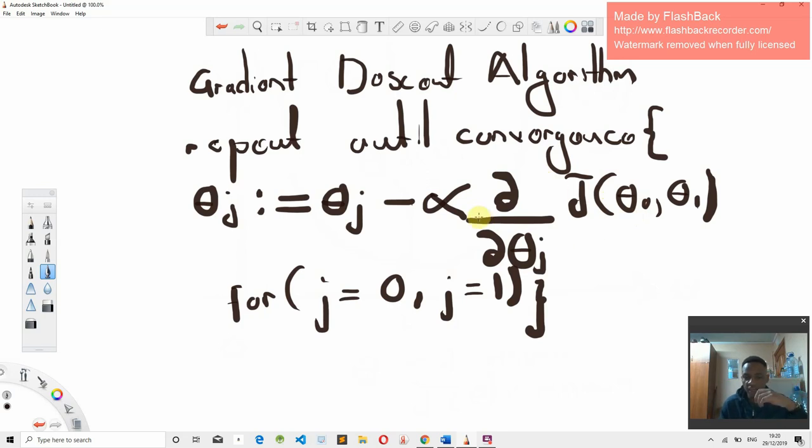So this is the learning rate. The learning rate determines the size of the step that we are going to take towards the minimum. I'll explain this. And then this is the assignment operator. So theta j is equal to theta j minus the learning rate times the derivative term.